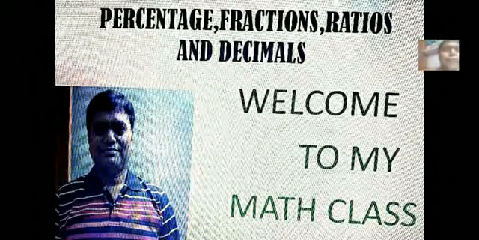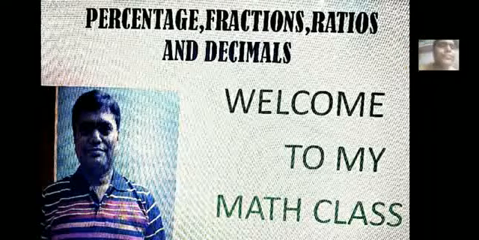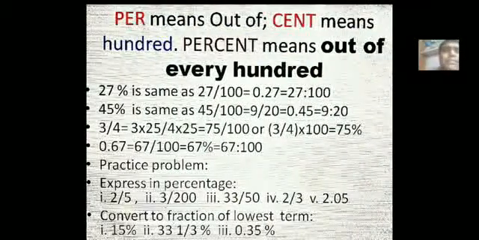So, welcome to my class on percentage and the conversion of percentage into fraction, ratio and decimal and vice versa. Okay? The word percent itself: per means out of, cent means 100. Percent means out of every 100. 27% is the same as 27 by 100. You can also write it as 0.27, or 27 is to 100.